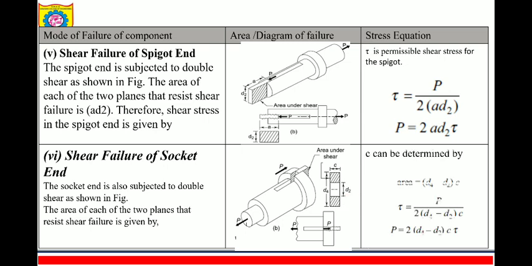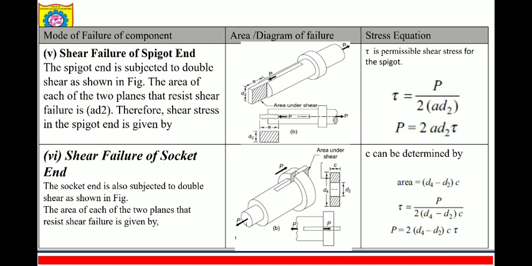So what will be the area? Then you can see now area is equal to (d4 minus d2) into c. So (d4 minus d2) into c will give the cross section area. Therefore, what will be the shear stress? Force upon area. How much force is acting?